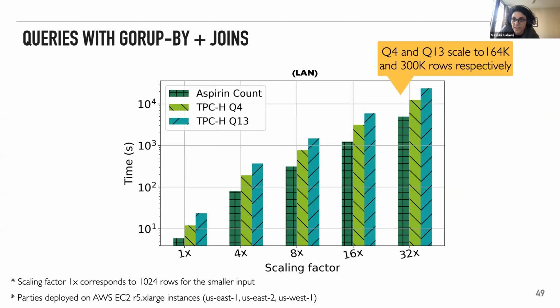And these are even more complex queries. So these ones have group-by and several joins. And here we have results for TPC-H Q4 and Q13, going up to 300,000 rows per input, right? So these are extremely exciting results.